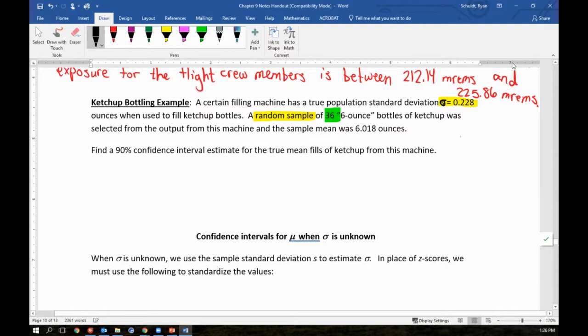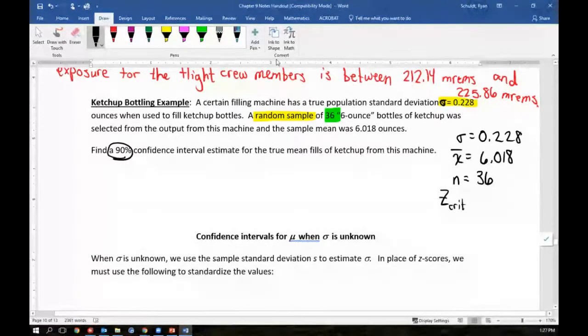Okay, we can proceed. So let's see, we know that sigma is 0.228. What about x bar? 6.018. N. And then our critical value. If we want a 90% confidence, 1.645, that's right.